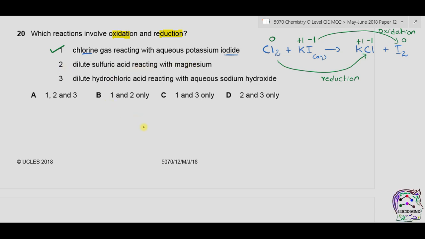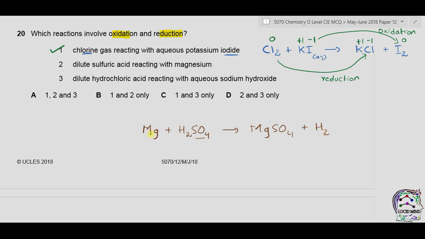Part 2, dilute sulfuric acid reacting with magnesium. Now we can write the chemical reaction. We have metal magnesium, dilute sulfuric acid H2SO4. Now magnesium can react with sulfuric acid. It is an acid-metal reaction to form salt and hydrogen gas. Magnesium sulfate salt is formed along with H2.